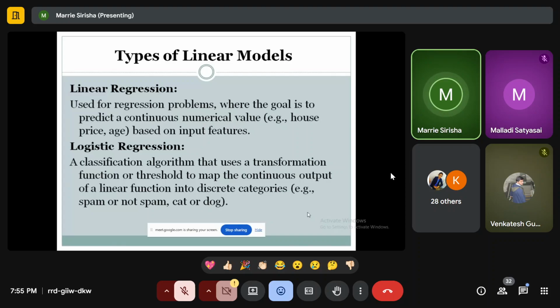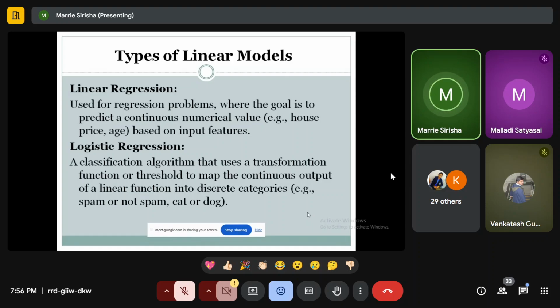So in linear models also we have different types. One is linear regression. What is linear regression? It is particularly used in regression problems. What is regression? It is a continuous value. As I told you, regression itself is predicting a continuous value. For example, I have taken predicting the price of a house.